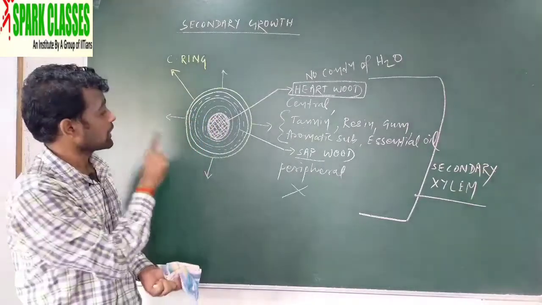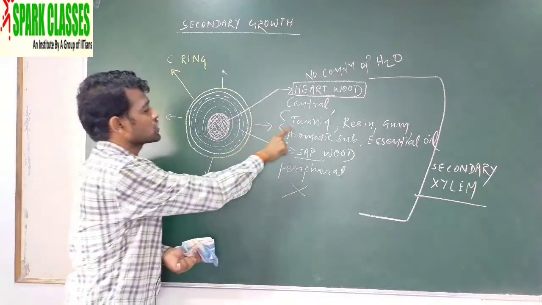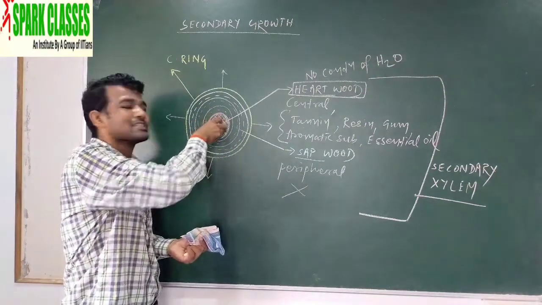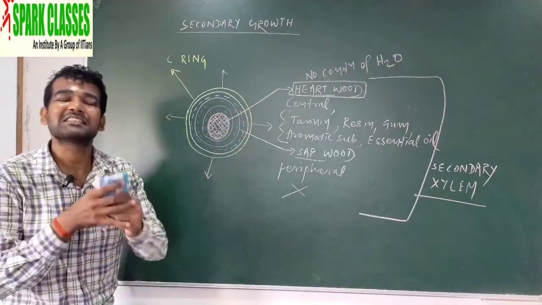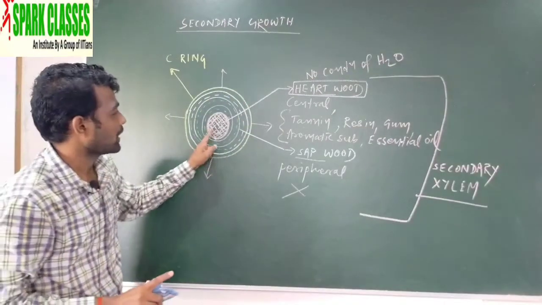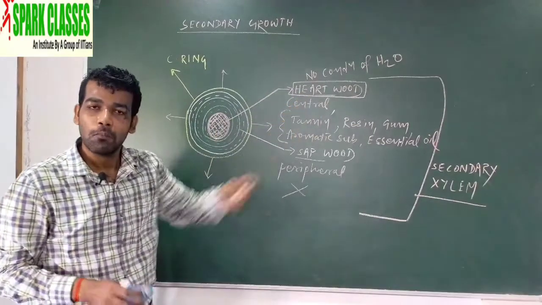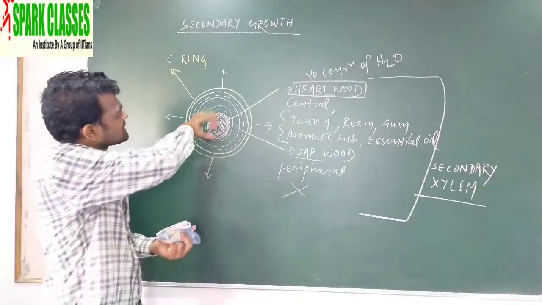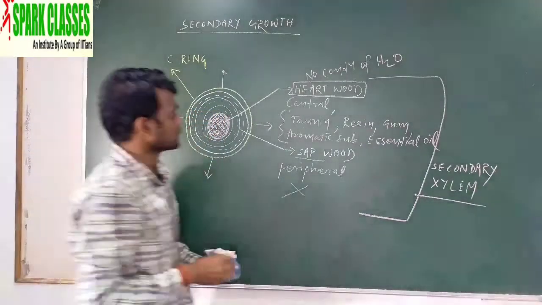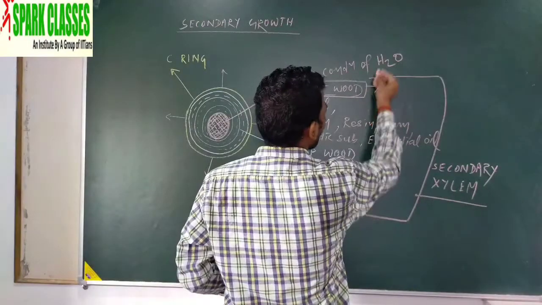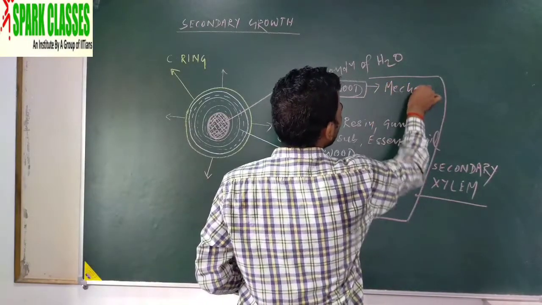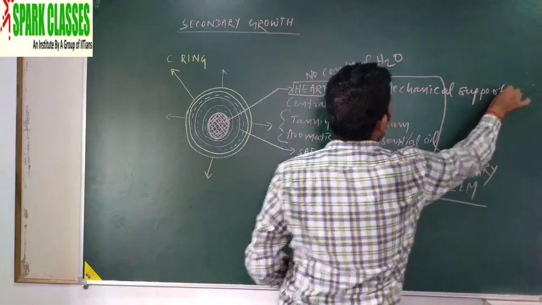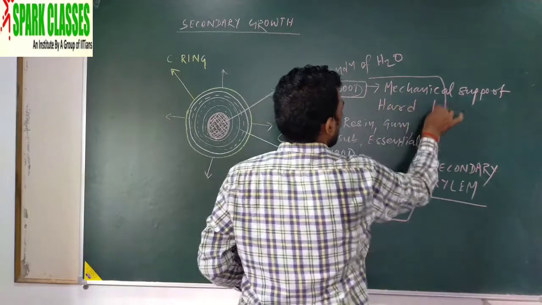But one important thing, it is very hard due to deposition of these chemicals. All the cells in this region die due to deposition of these chemicals, and dead cells are hard in nature, as all of you know. So this hard and durable heartwood provides structural support to the plant. So what is the function of heartwood? It provides mechanical or structural support, and it is hard and durable.